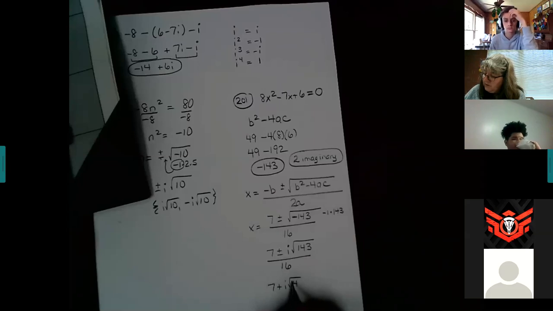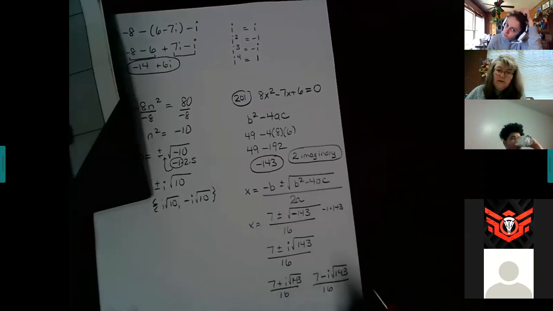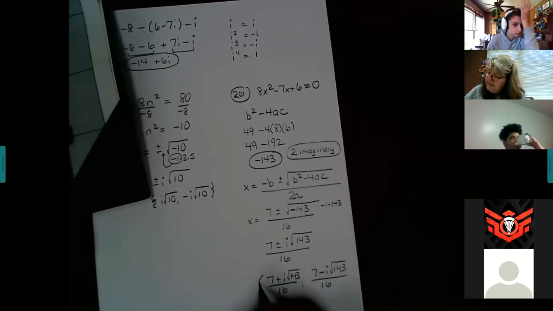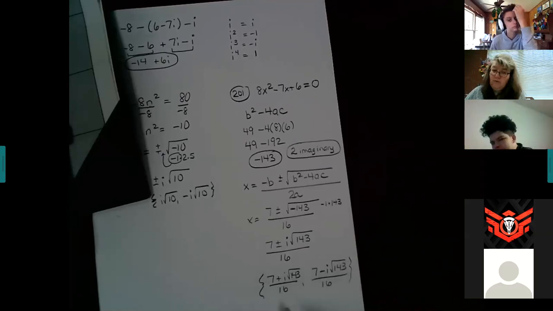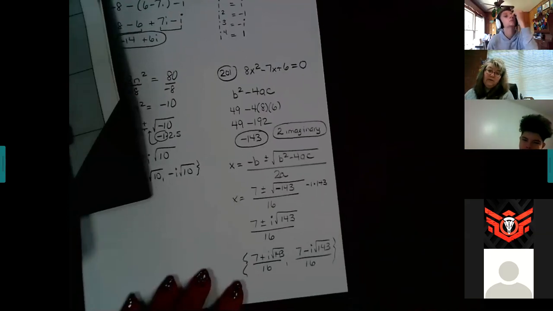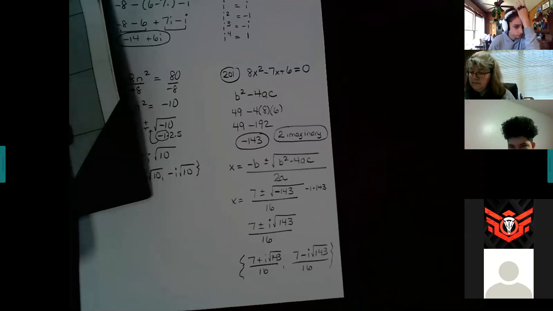7 plus i times the square root of 143 over 16. 7 minus i times the square root of 143 over 16. Some of you on your quiz on Monday didn't put the pluses and the minus in the right place. So that's where they go. Okay. Any questions about that?